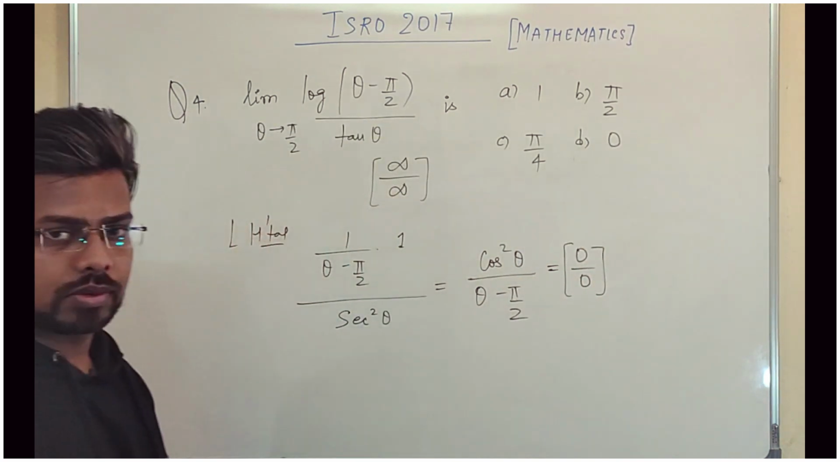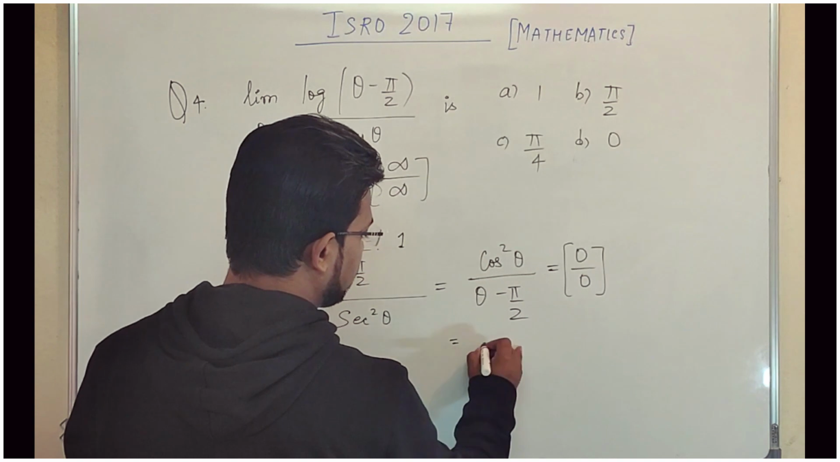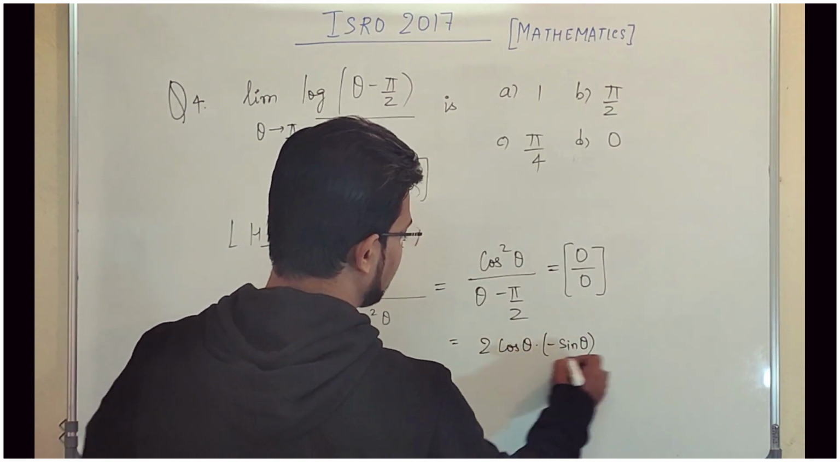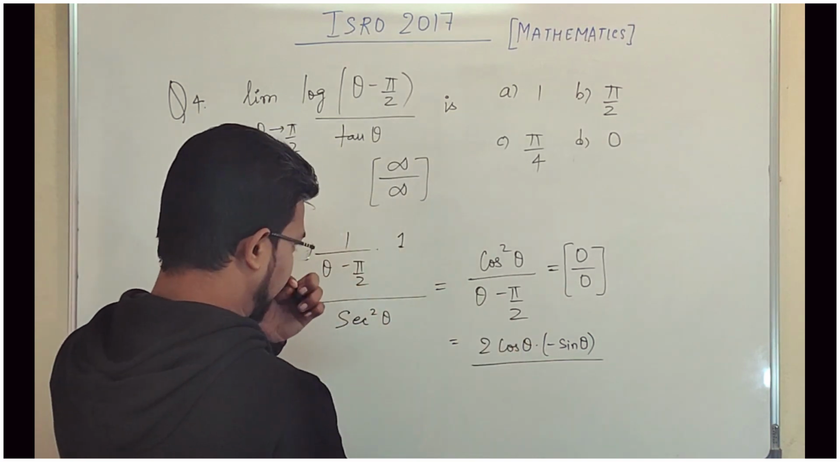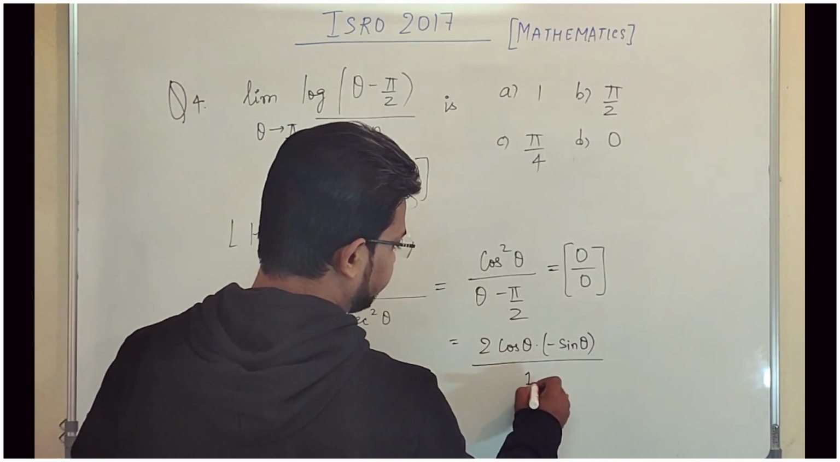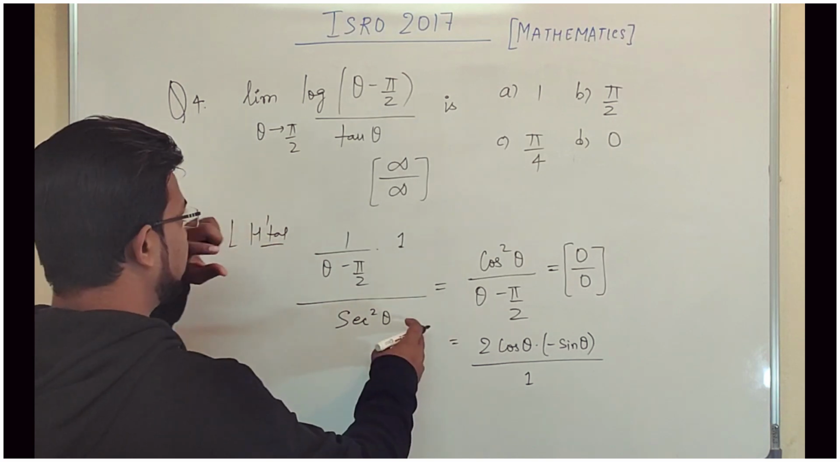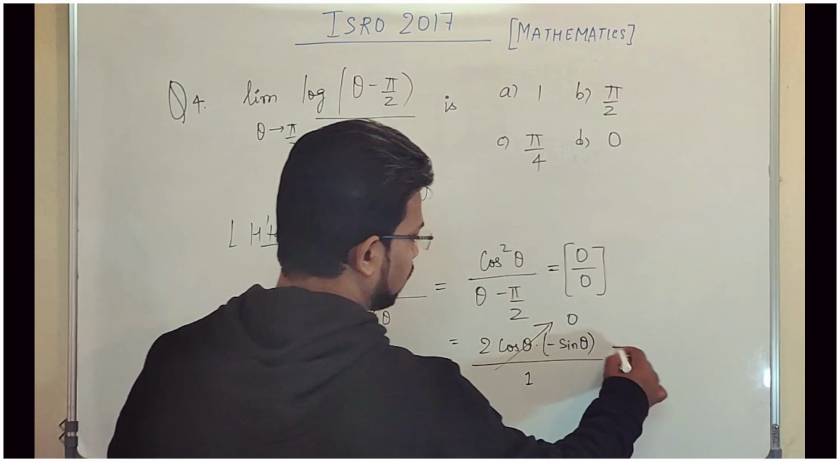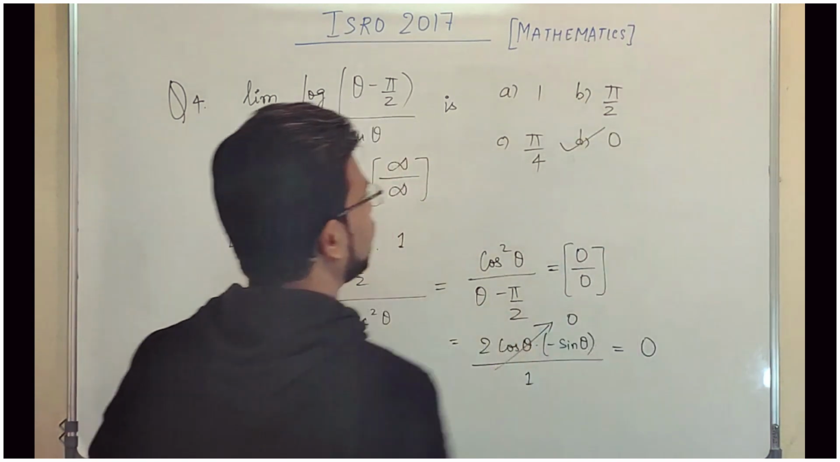Again, I'll differentiate this. So differentiation of this is 2 cos theta multiplied with minus sin theta, and then this will be 1. Okay, now if you substitute theta as pi by 2, cos 90 will be 0. So the answer is option number D.